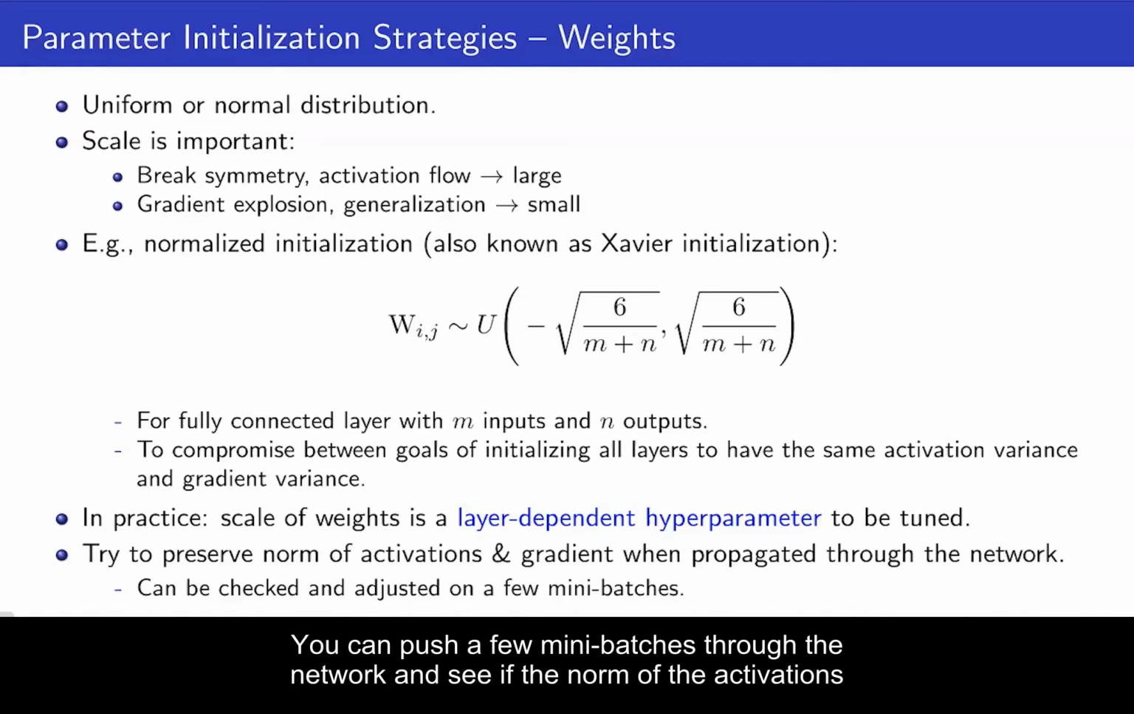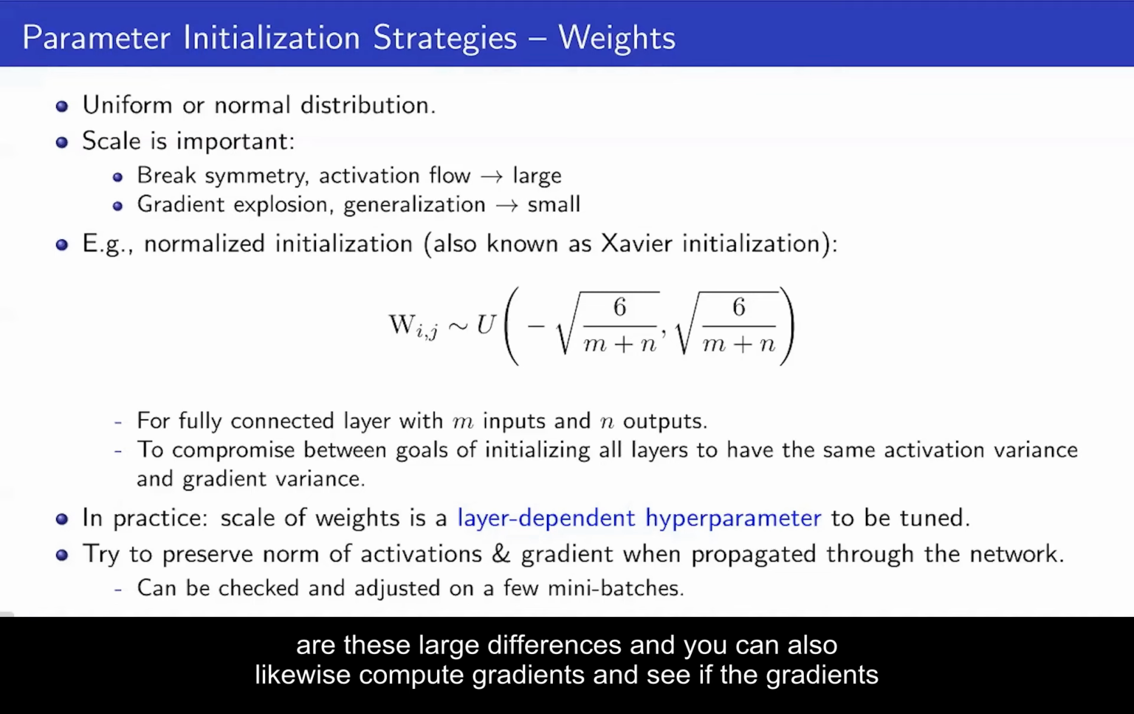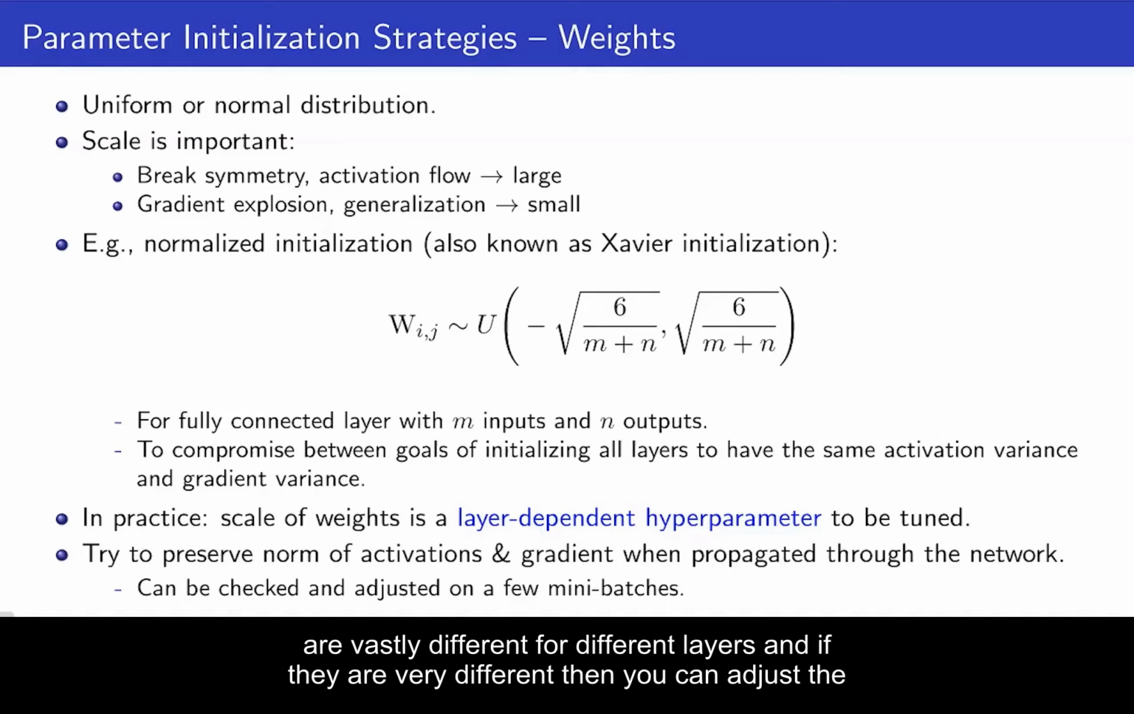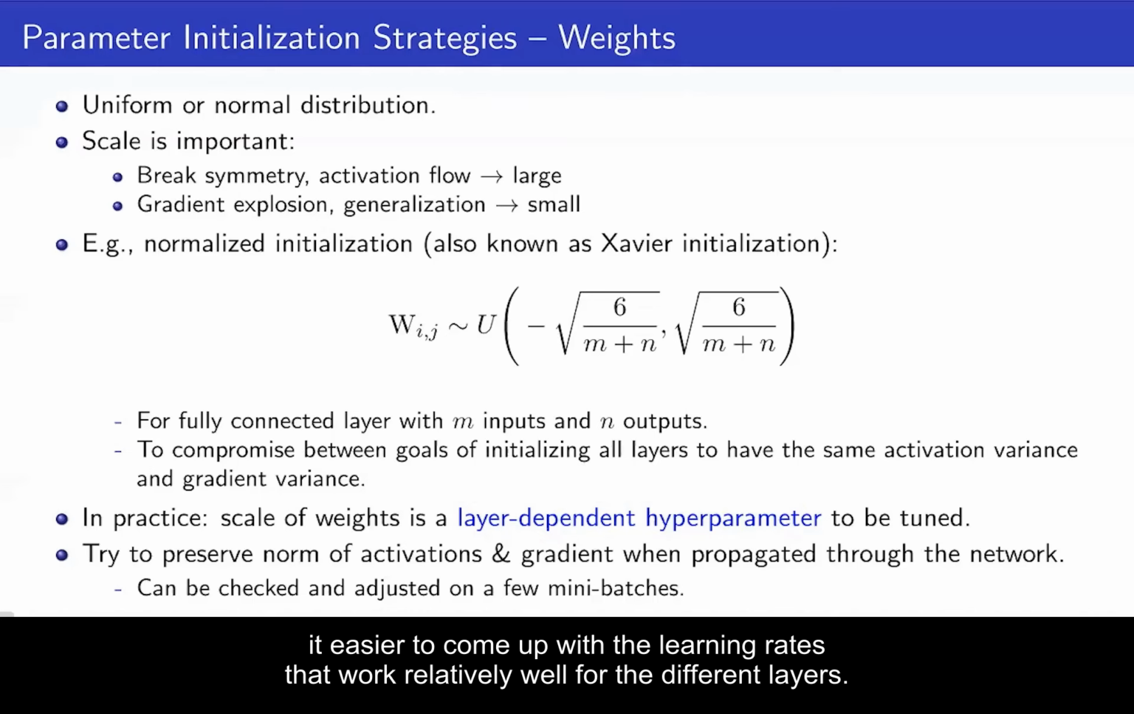You can push a few mini batches through the network and see if the norm of the activations in the first layer is kind of similar to those in the middle layer and the last layer, or if there are these large differences. And you can also likewise compute gradients and see if the gradients are vastly different for different layers. And if they are very different, then you can adjust the initialization bounds to make them less different in order to basically ultimately make it easier to come up with the learning rates that work relatively well for the different layers.